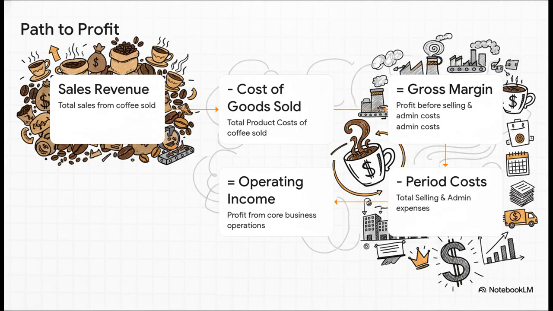All right, let's do the math. It's actually a pretty simple path to find the profit. Step 1, you take all the money you made from sales. That's your revenue. Step 2, you subtract the cost of goods sold. Remember, that's all our making costs for the coffee we sold. What's left over? That's your gross margin. Then, from that number, you subtract all your selling or period costs. And voila! What you have at the end is the grand prize, operating income.